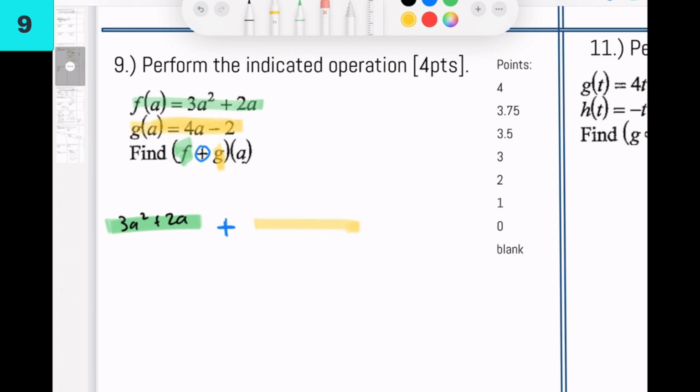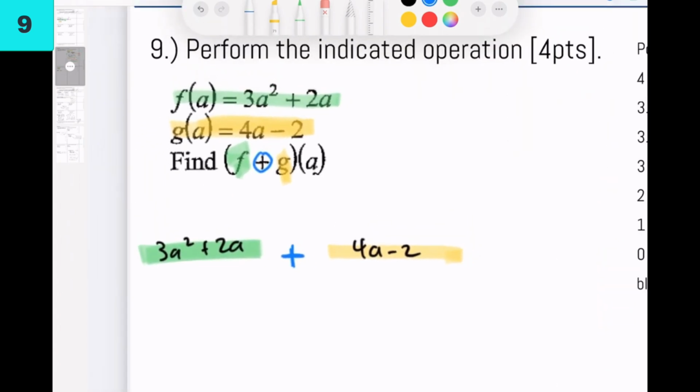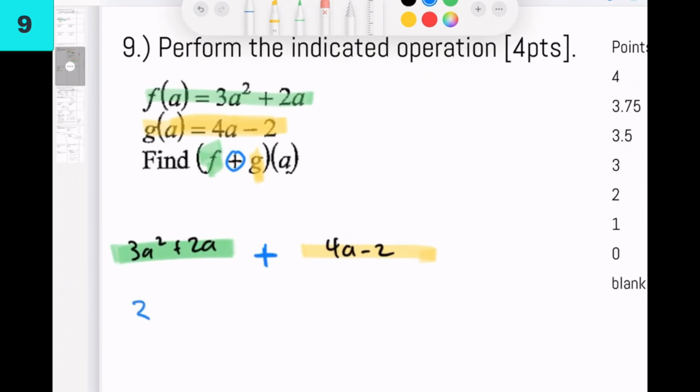Now, you might notice that I'm not only highlighting or writing down the answer of the right side of the equation. And that is true. Because it's plus sign, I don't really need parentheses, and I can just combine like terms. So 3a squared, these are like terms, so plus 6a, and then a minus 2.